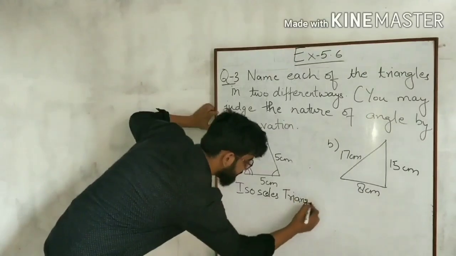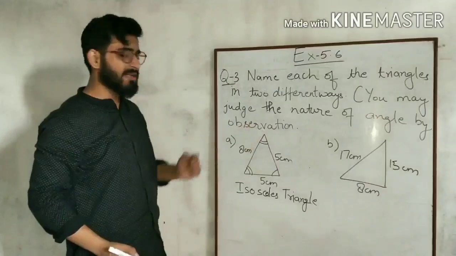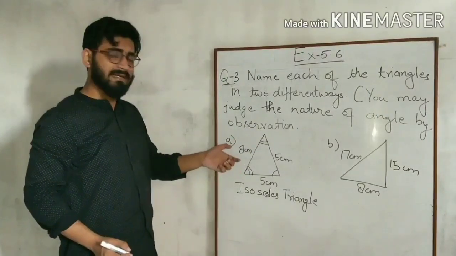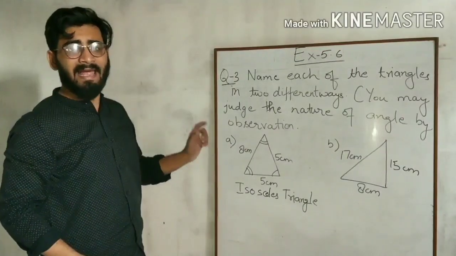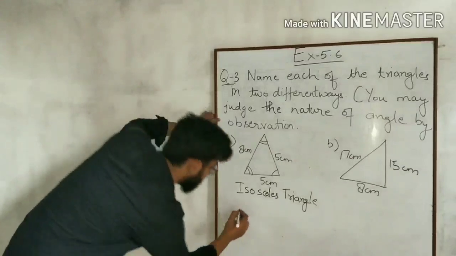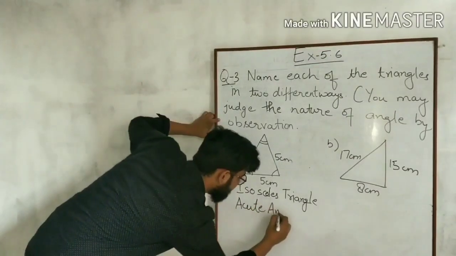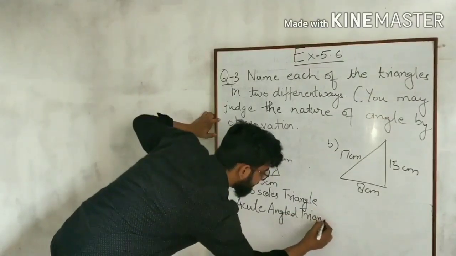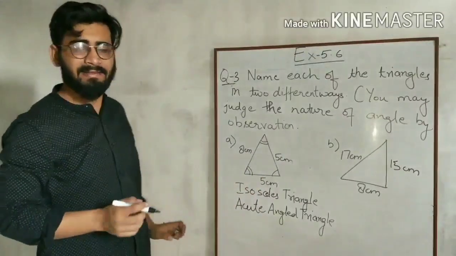Okay. Now on the basis of angle, you can see by observation that each of the angles is less than 90 degrees. So this triangle is an acute angled triangle. Okay, why is it an acute angled triangle? Because each of the angles is less than 90 degrees.